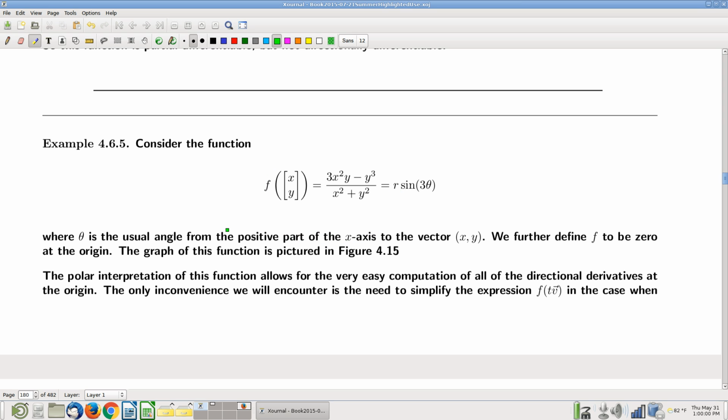Now, to more conveniently see that, I make the observation that here's a valid alternative formula for that function. It's r sine 3 theta if you put it in polar coordinates. By the way, that's a good little exercise. Just take this formula r sine 3 theta and use angle addition formulas and expand that out and rewrite, and it turns out it's exactly this.